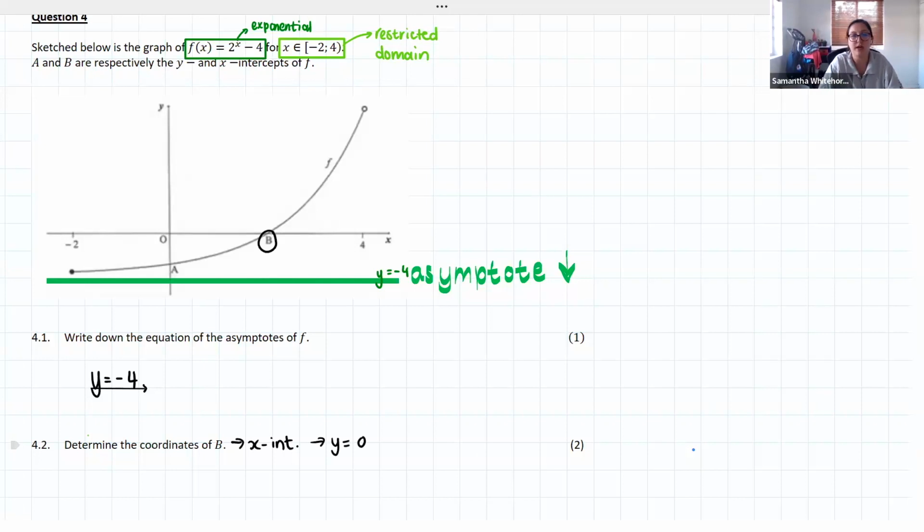I'm going to give you a minute or two to try. Tell me what the coordinates of B are. And remember, because you're working with an exponential graph, you're going to have to deal with exponential equations. So just remember your rules for exponential equations.